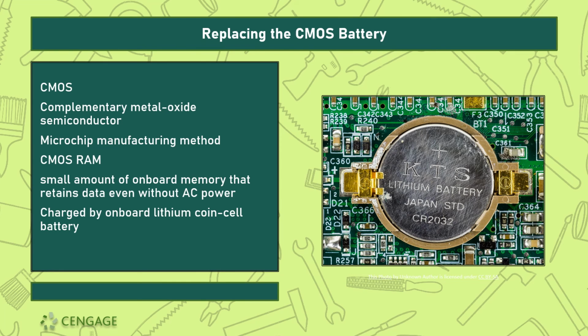Now once we've gone in and made some changes, we want to make sure those changes are preserved, and that is done by using what's called a complementary metal oxide semiconductor. It's a little piece of RAM that's attached to a watch battery, a little CR2032, that retains this data magnetically even in the absence of AC power.